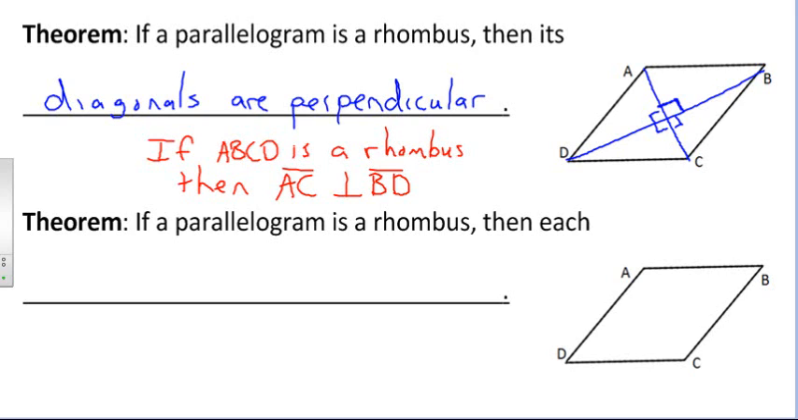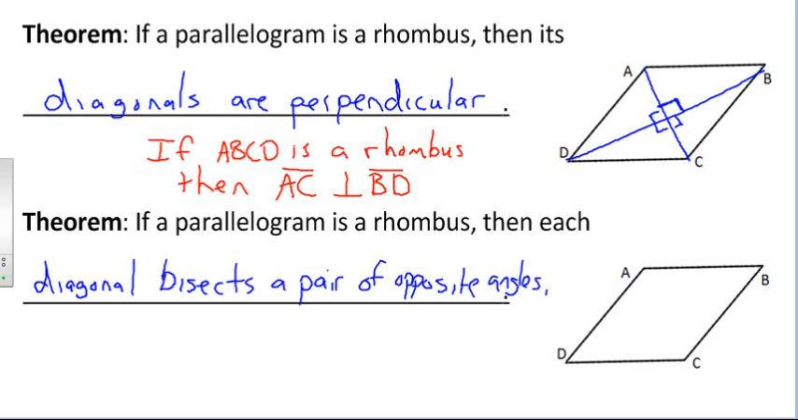Another property which is unique to a rhombus is if a parallelogram is a rhombus, then each diagonal is going to bisect a pair of opposite angles. What this is saying is if I again put both diagonals in, if I draw in BD and AC, the angle DAB is going to get cut into two equal parts. So angle BAC and angle DAC are going to be equal to each other.